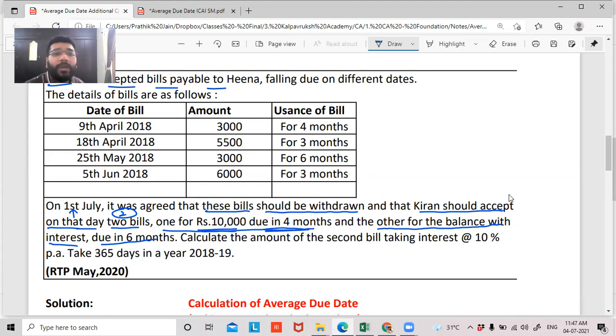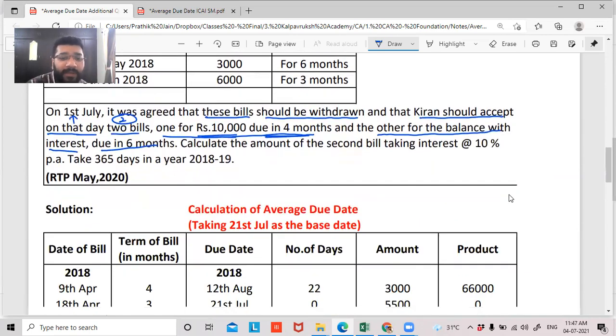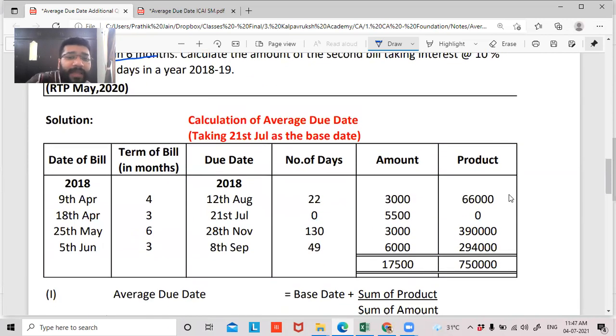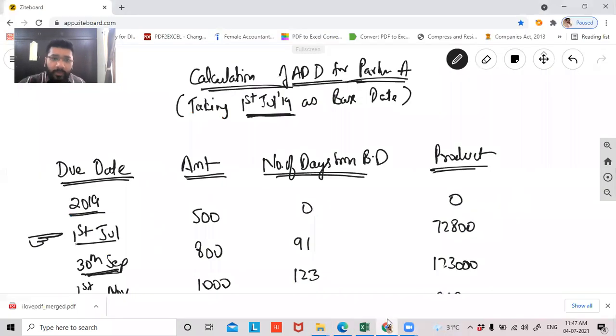So first, what will you do, guys? Normally, we'll calculate the average due date. Then we'll do the adjustment that the question is asking us to do. So can we calculate the average due date? If you see date of bill, 2018, 9th April, 18th April, 25th of May, 5th of June. Please note down the date of bill column, guys. Even I'll do it along with you. Don't worry. Let's do it, guys.